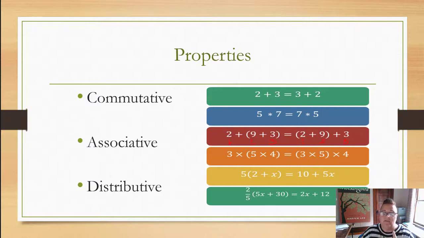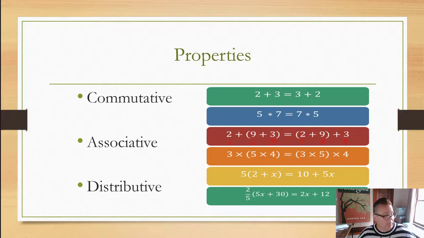If I add the 9 and 3 first, I get 12 plus 2 is 14. Versus the other side, if I add the 2 and 9 first, I get 11 plus 3, and it's still 14. So this says, as long as you're just using addition, you can group the numbers any way you want. Likewise, as long as you're just using multiplication, you can group the numbers any way you want, right?